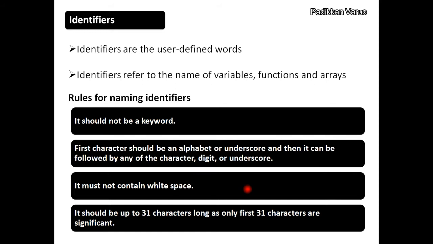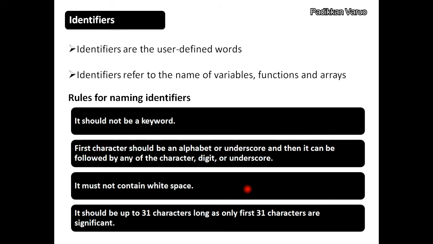And the third rule is it must not contain white spaces. If we are combining a few words as an identifier, then there is no space in between these words. So it must not contain white spaces, and it should be up to 31 characters long. Only the first 31 characters will be significant. So these are some rules related to identifiers. If you are not following these rules, then definitely an error will be raised. That's why we have to follow these rules.